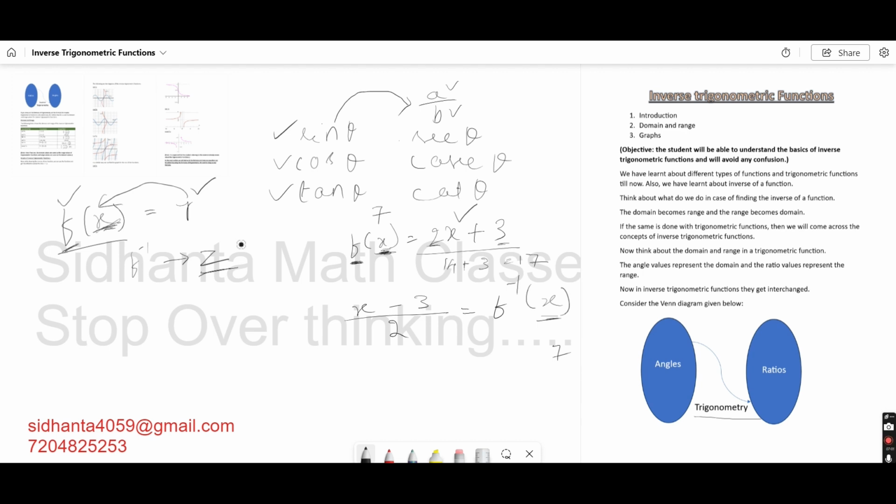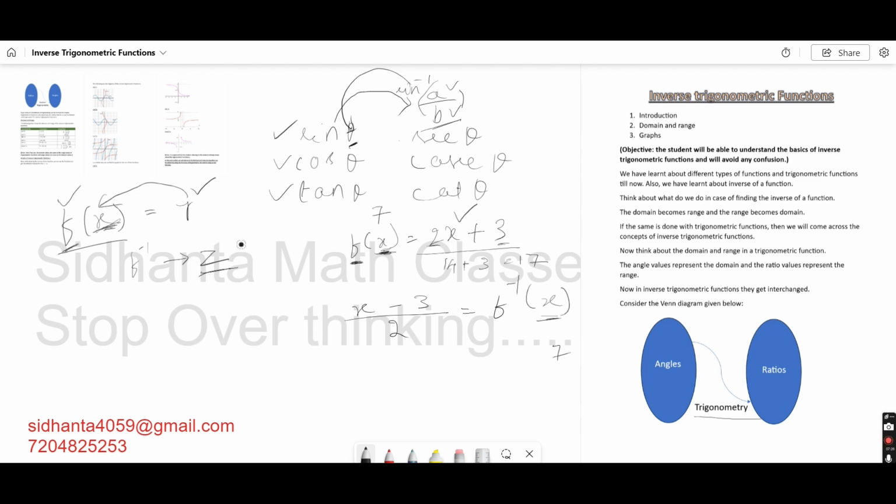Now in case of trigonometry, we are using angles over here, and when we use trigonometry, we get a ratio here. Now when we use inverse, we will be applying the inverse to the ratio, and I should get the angle. So that's the process, that's the only thing there is in inverse.